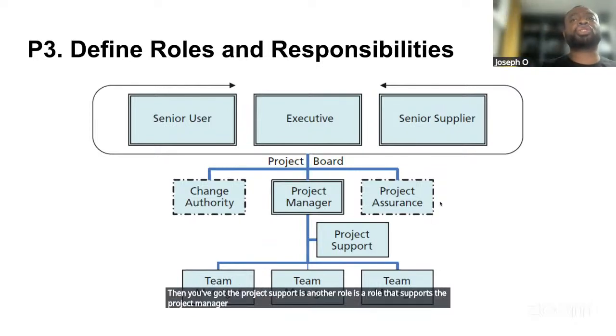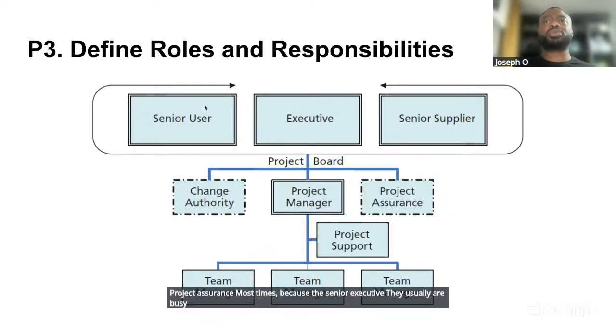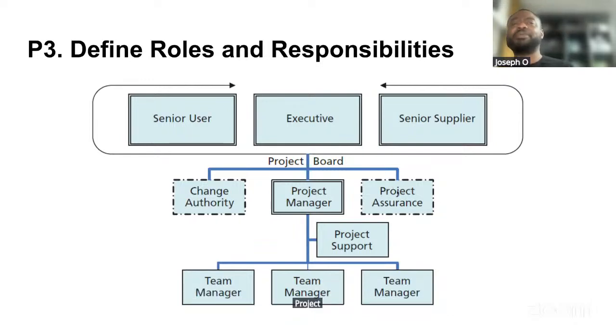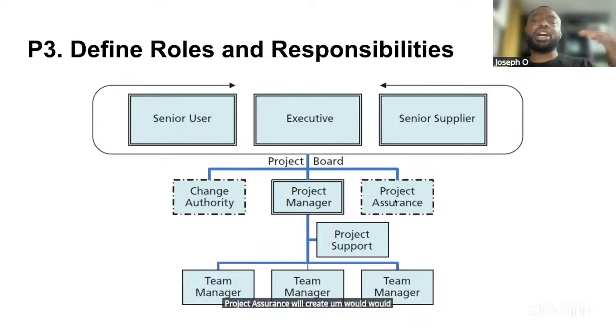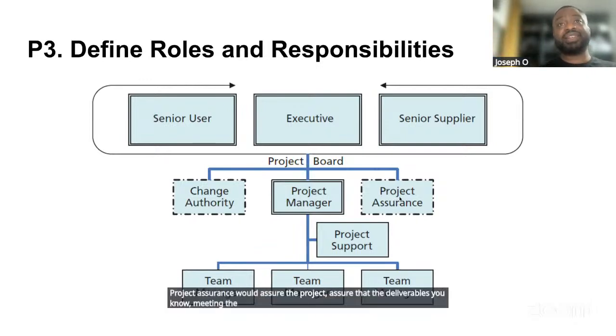You've got the project assurance. Most times, because the senior executives are usually busy individuals, they would delegate some of their responsibility to someone else to ensure that the project is being delivered according to their expectation. From time to time, project assurance will assure that the deliverables are meeting the standards that they've set out.